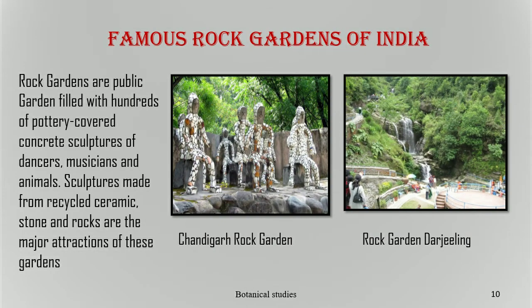The famous rock gardens of India. Rock gardens are public gardens filled with hundreds of pottery-covered concrete sculptures of dancers, musicians, and animals. Sculptures made from recycled ceramic, stones, and rocks are the major attractions of these gardens. The most beautiful and famous rock gardens of India are Chandigarh Rock Garden, Darjeeling Rock Garden, Utsav Rock Garden, Oravakal Rock Garden, Rock Garden Ranchi, Sir John Anderson Rock Garden, Malvan Rock Garden, and Rock Garden Nerul.